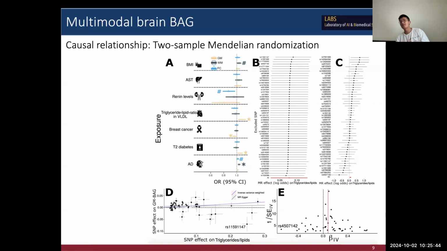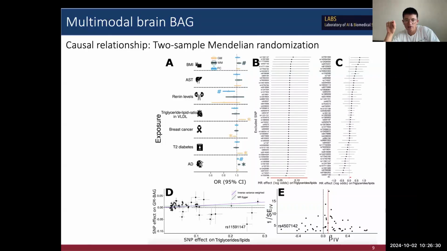So this could indicate some directional pleiotropy, which means that those SNPs serving as instrument variables may also link to some other confounders, which will subsequently affect the outcome, in this case the gray matter BAG. And figure D basically shows the scatter plot. The x-axis shows the SNP effect on the exposure, the triglyceride lipid ratio, and the y-axis shows the SNP effect on the gray matter BAG. And as we can see here, the beta of the Mendelian randomization is actually the slope of each MR estimator.